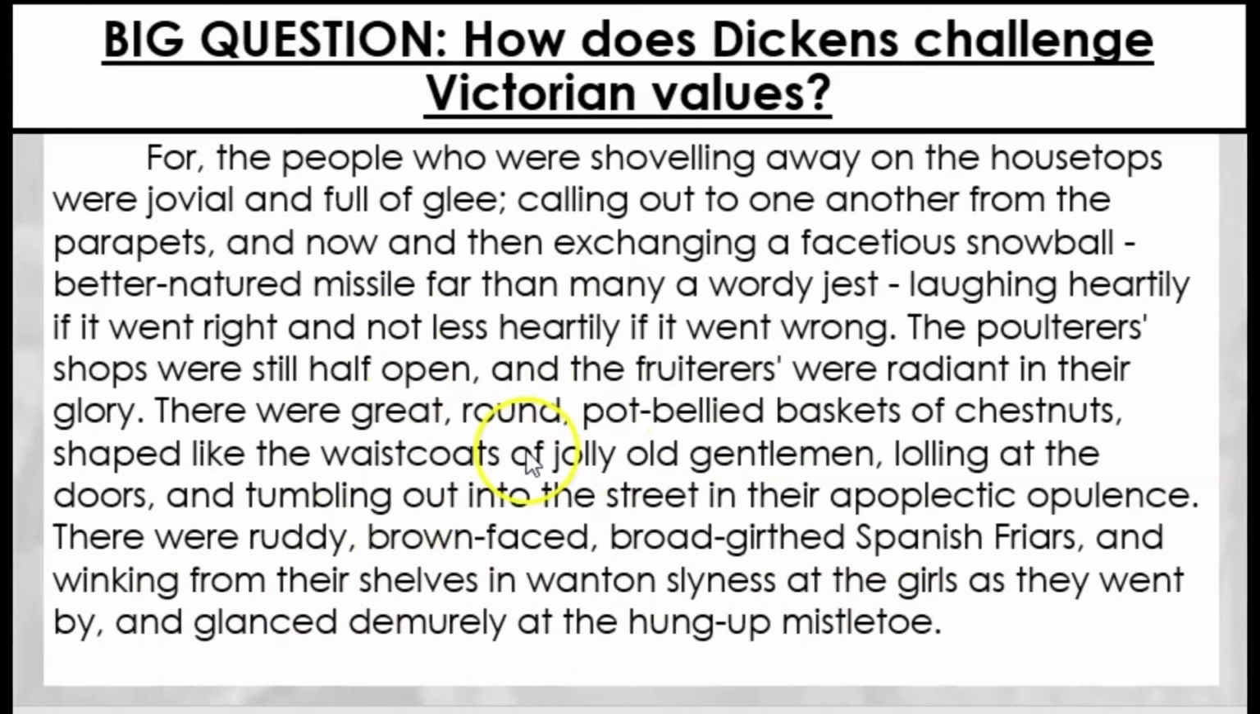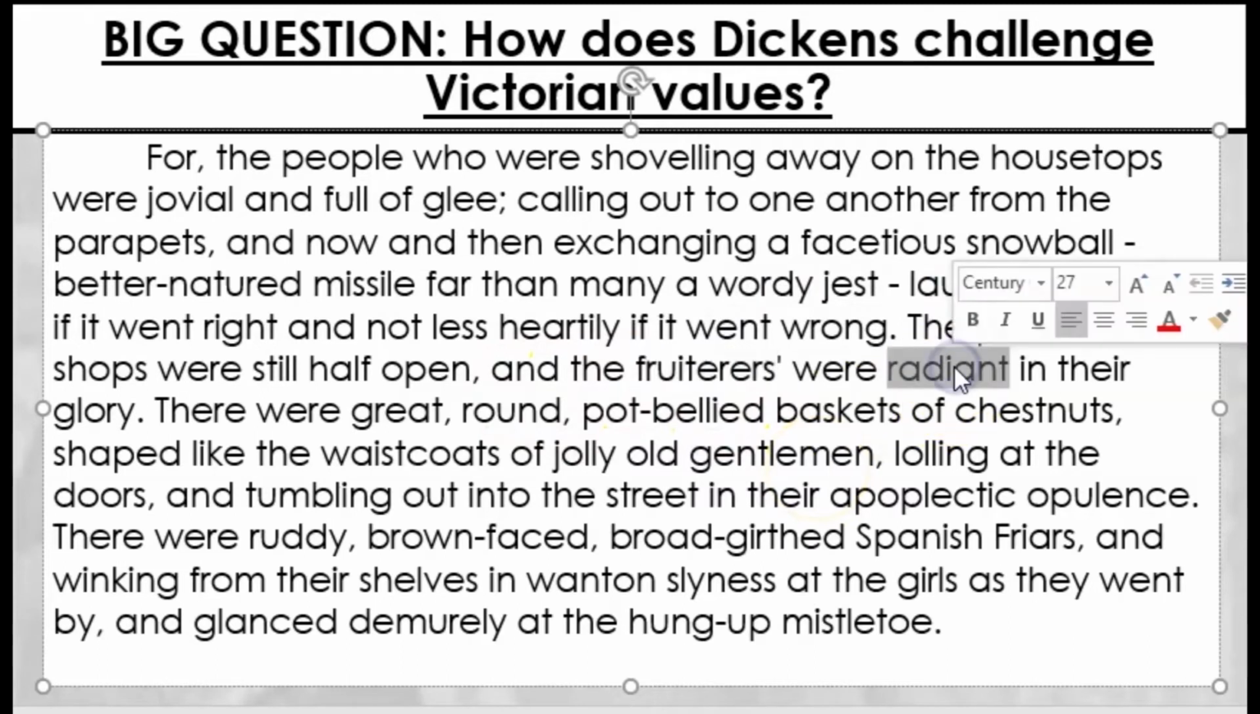So there's lots of interesting imagery going on in this section. We get the playing of the people who are working to clear the snow from the housetops. They're throwing snowballs at each other, laughing and enjoying each other's company. We've got the poulterers, the shop that sells things like chickens and turkeys and any other kind of birds that you might eat. They're still open. We get the fruiterers who sell fruits with their radiant displays of fruits. So radiant meaning full of life and energy and brightness and giving off heat. So again, imagery of light being used throughout.